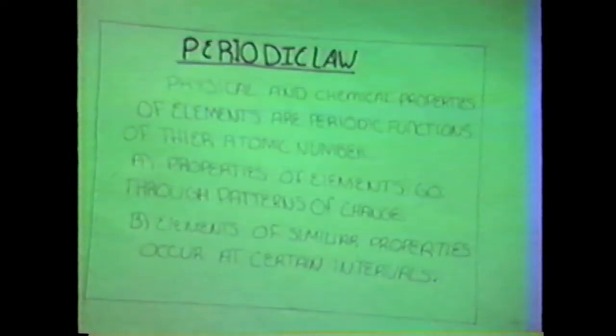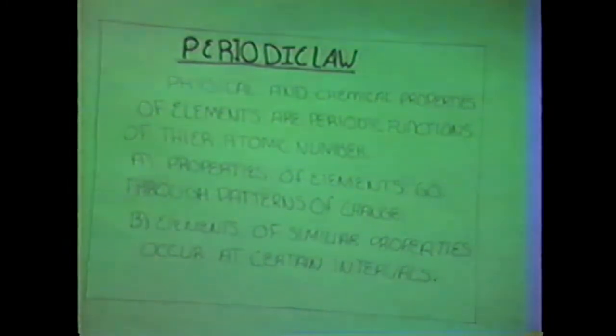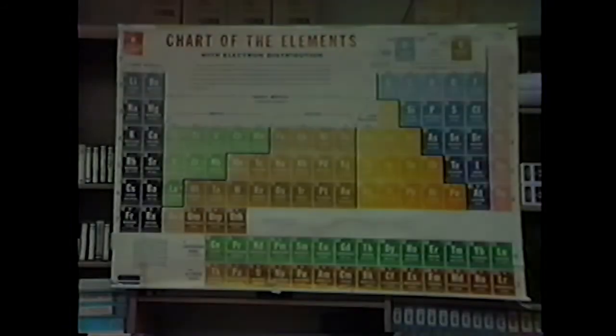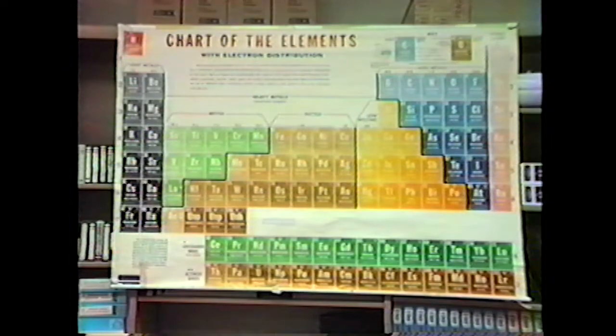It is the following. Physical and chemical properties of elements are periodic functions of their atomic number. Properties of elements go through patterns of change, and elements of similar properties occur at certain intervals. Besides the expected adding of new elements, the periodic table stayed pretty much the same through the present.